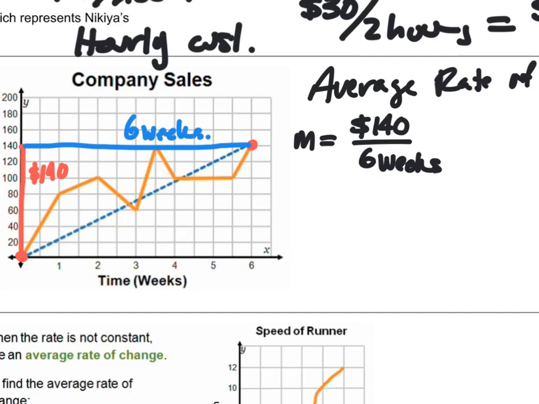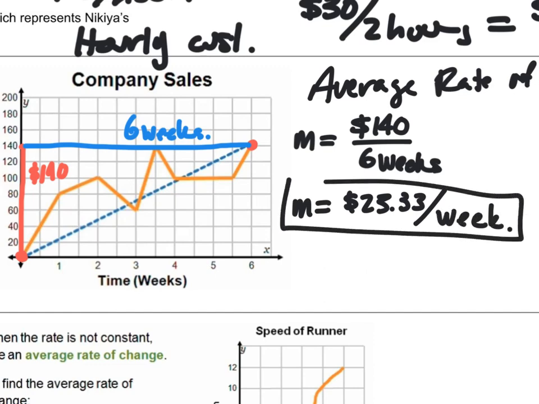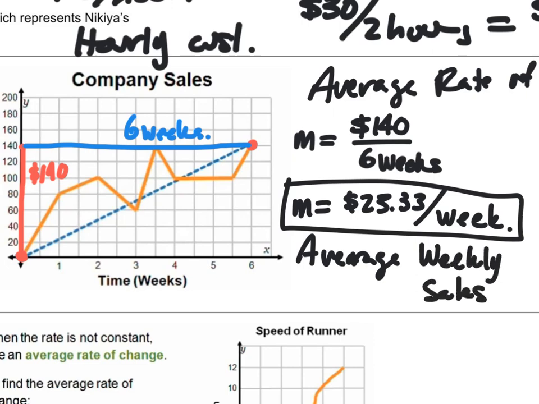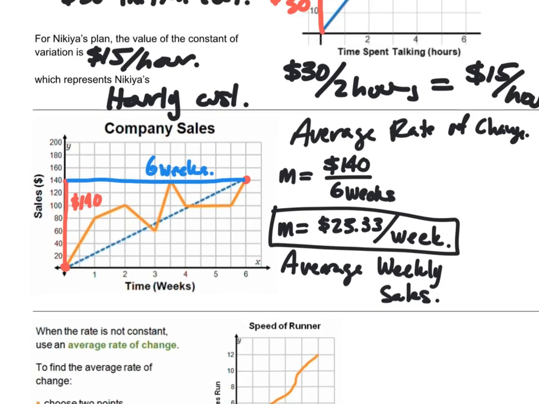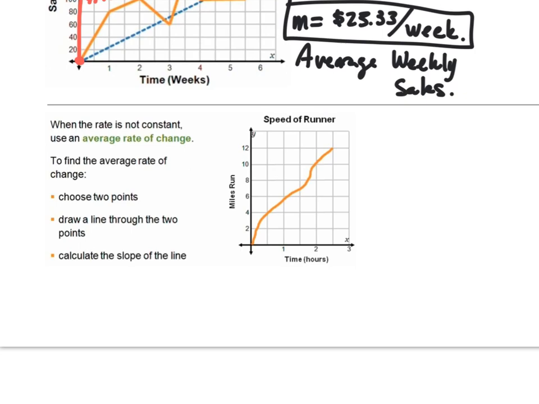And that has a value of $23.33 per week, okay? And that is our average sales per week. So that's our average weekly sales, okay? And that's what we're looking for. We want to just look at something like this and say, all right, well, how fast, what's the average speed that they were traveling, or average, whatever. All right, let's take a look at the next one.